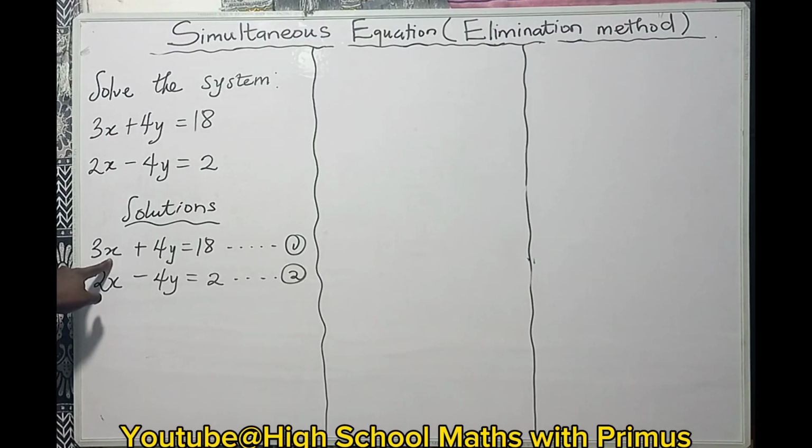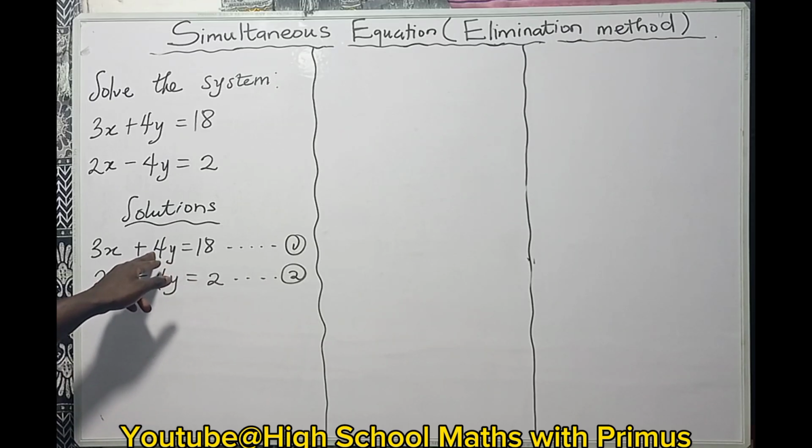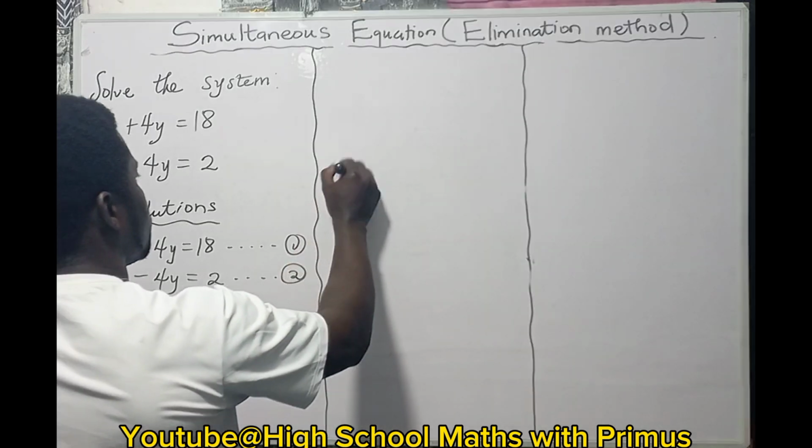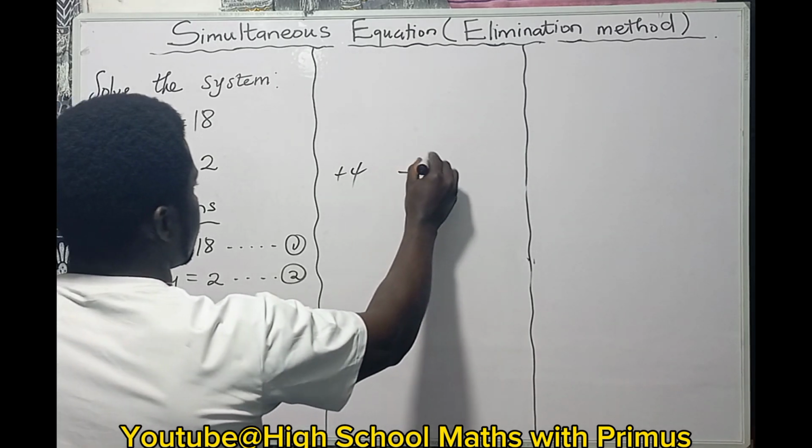The x here has 3 as a coefficient, and the x in equation 2 has 2. It means they are not matching, so we can't eliminate them. Let's check the y. The coefficient of y in equation 1 is positive 4, and the coefficient of y in equation 2 is negative 4.